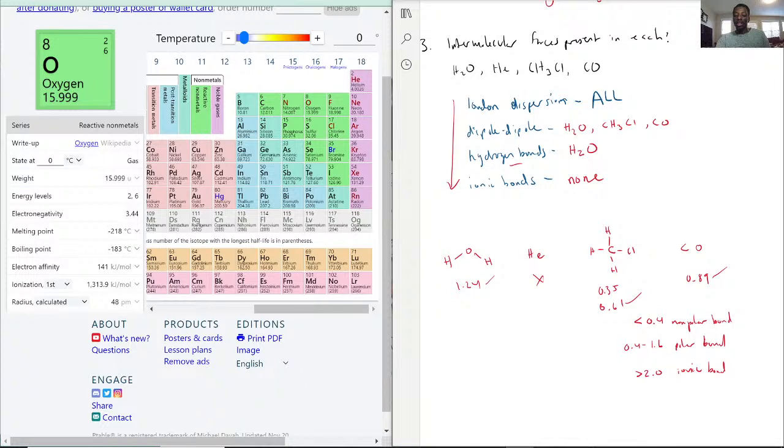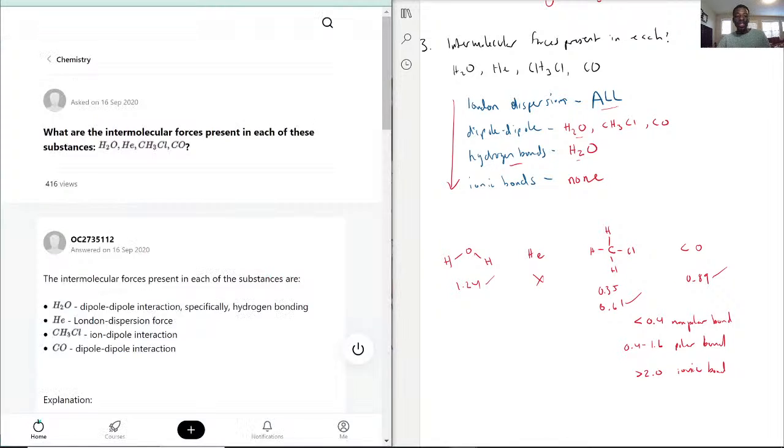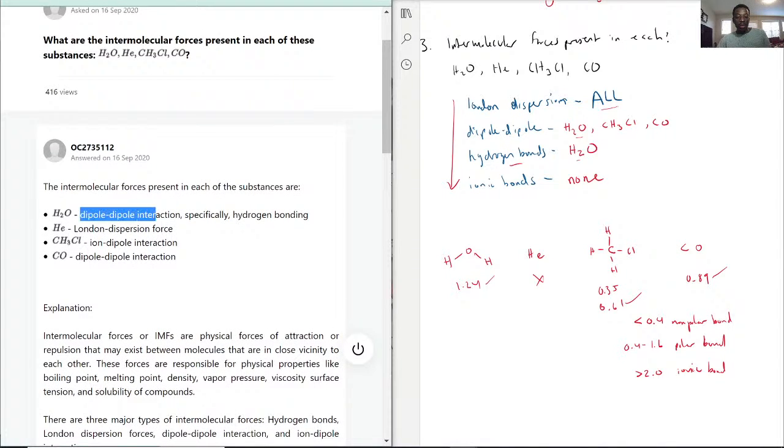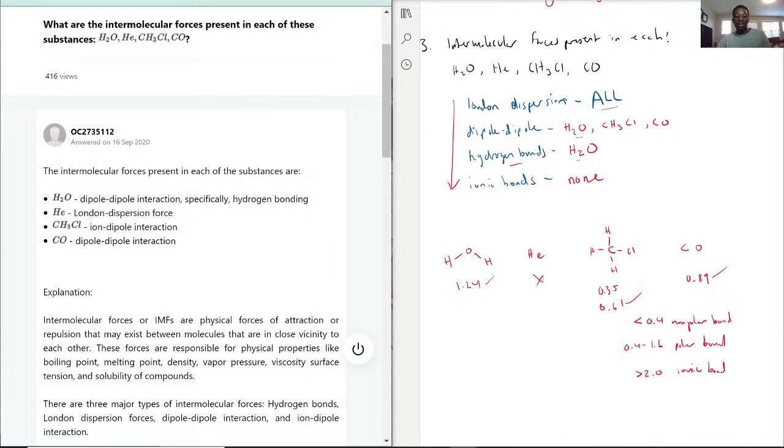So as you can see, typically when you go down the strength, you would notice that water, if it has hydrogen bonds, most likely has dipole-dipole, and it obviously has London dispersion because London dispersion is always there. So that is how you would solve that question. H2O, yep, dipole-dipole interaction, specifically hydrogen bonding, exactly. Helium only has London dispersion force, as we noted.